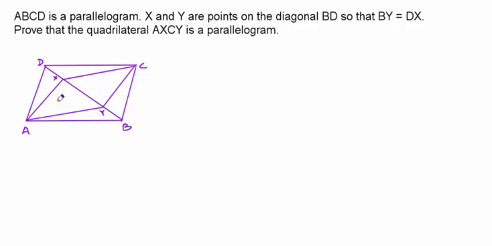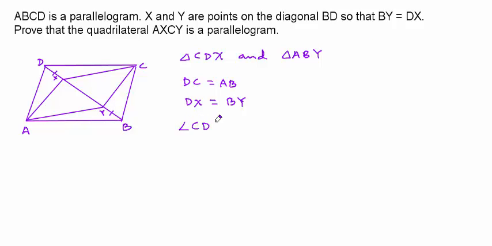Now if you look at the triangles CDX, this triangle out here, triangle CDX, and triangle ABY, this one, the length of DC is the same length as that of AB because they're the opposite sides of a parallelogram ABCD. The length of DX, this length, is the same as the length of BY. That's given in the problem. And then we can also say that the measure of angle CDX is the same as the measure of angle ABY.